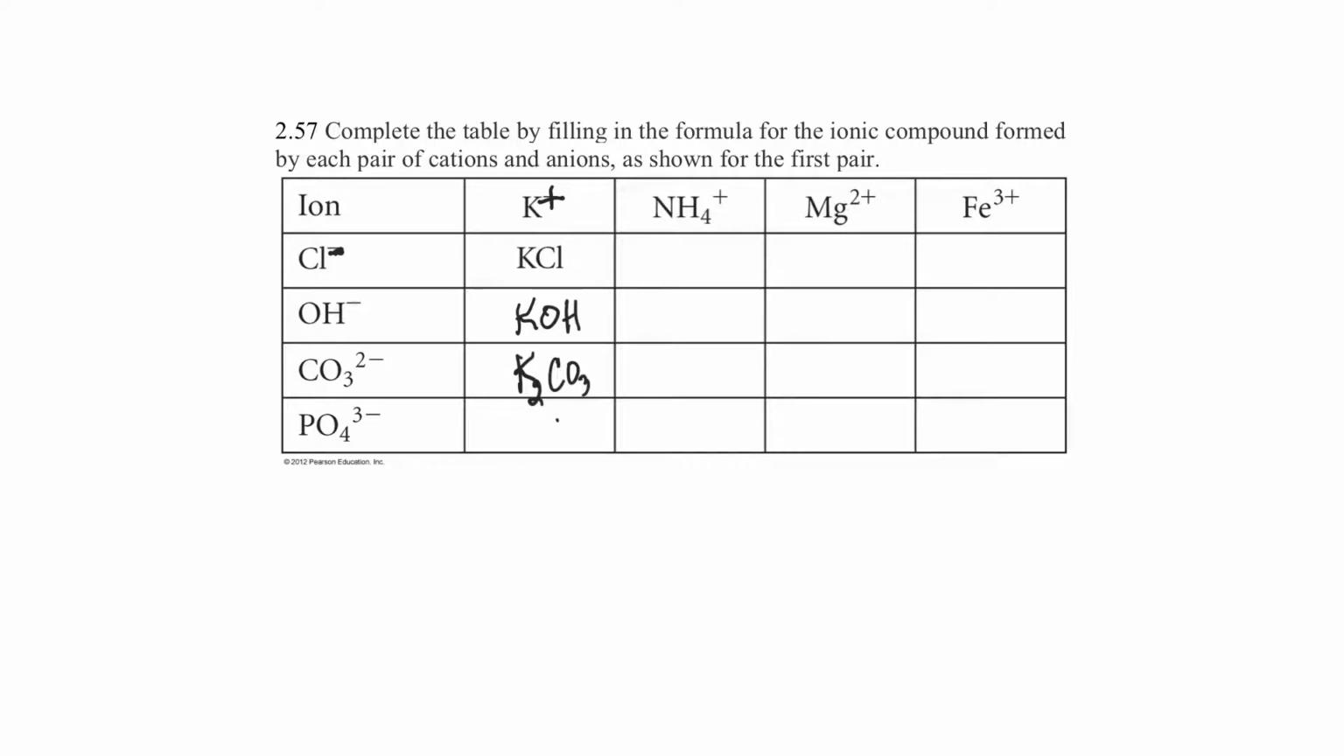All right. What about potassium phosphate? So I have PO4. It's a -3. How many positive ones do I need to balance with a -3? I need 3. So this is potassium phosphate, K3PO4.